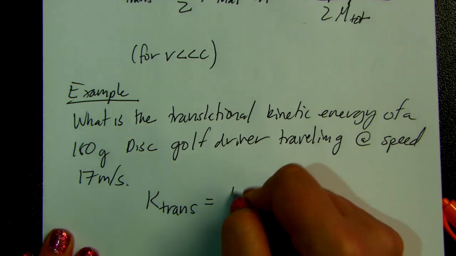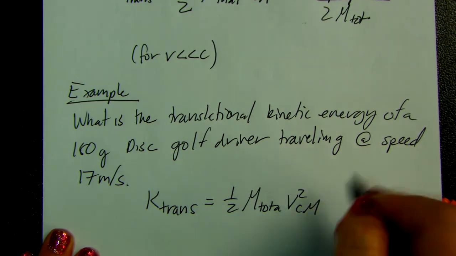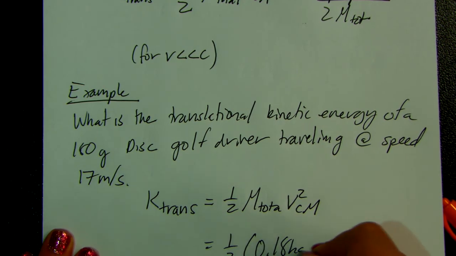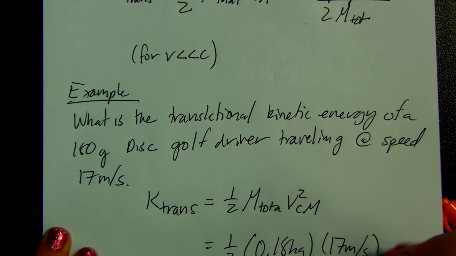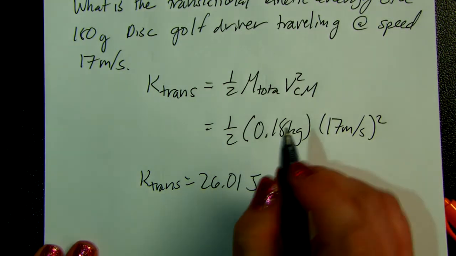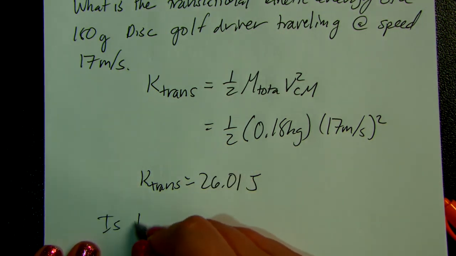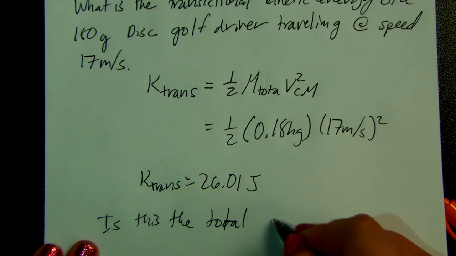So K translational is 1/2 M total V squared CM, 1/2 times 0.18 kilograms to convert grams to kilograms, times 17 meters per second quantity squared. K translational is equal to 26.01 joules. Now, is this the total kinetic energy of the disk? And hopefully you are way ahead of me.